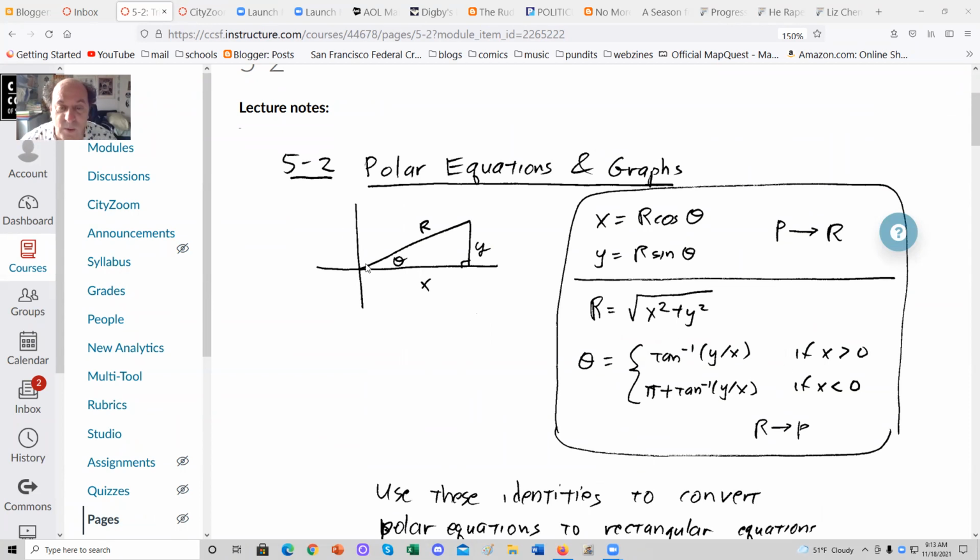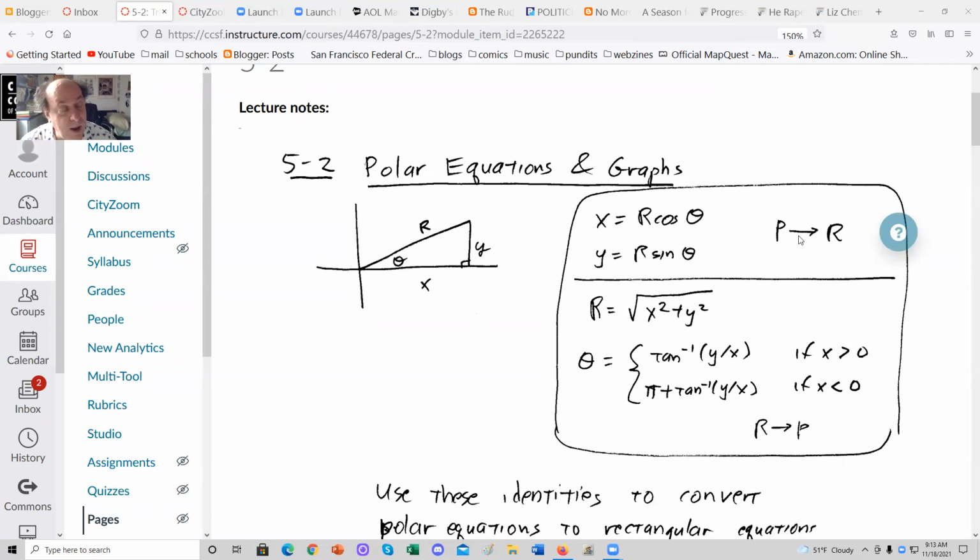Polar coordinates: a point is specified by the distance r out from the origin and the angle theta from the positive x-axis. Rectangular coordinates are specified by x and y, how far horizontally and how far vertically. The equations relating them go as follows. x equals r cosine theta and y equals r sine theta. This goes from polar coordinates to rectangular coordinates, P to R.